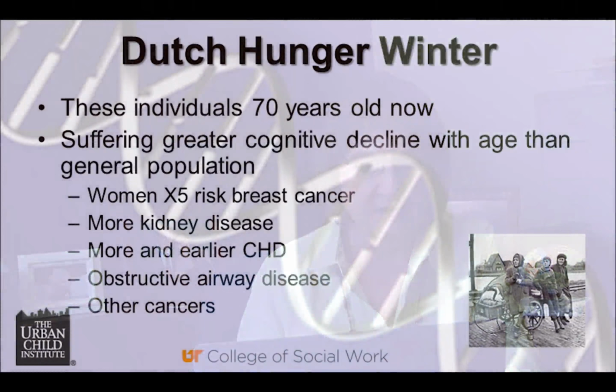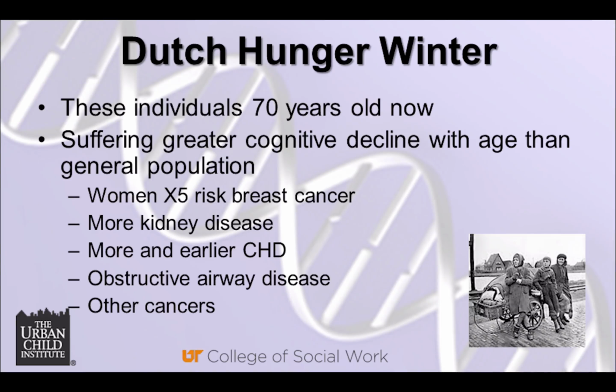These individuals are about 70 years old now, and they have many chronic conditions. Fortunately, the Dutch keep very good records. And what we find is that these individuals are suffering much more cognitive decline with age than the general population. There is more breast cancer, more kidney disease, lots of heart disease. There's diabetes, obstructive airway disease, and all kinds of cancers. And this can all be traced back to the improper nutrition, malnutrition during gestation.